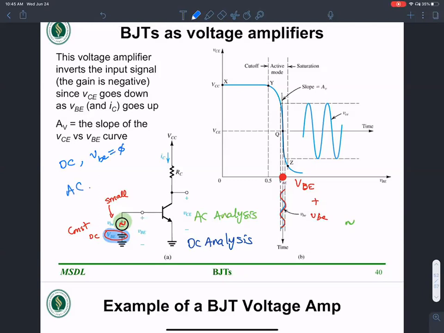Then you do the AC analysis assuming VBE is deactivated. So there are two terms here. There is a signal term shown in lowercase letters, the small signal AC, and there is the uppercase letters, which is the DC analysis. Make that observation here.